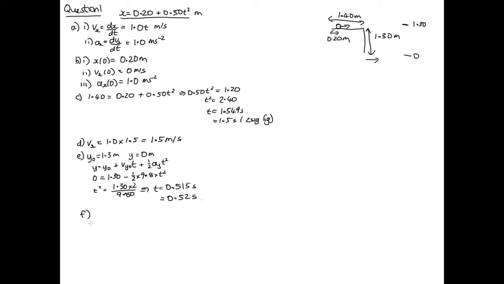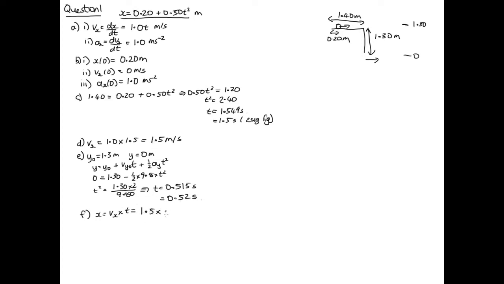Now part F says how far from the right-hand edge of the bench does the car hit the ground. Horizontally, it travels with a constant velocity in the x direction. So the distance it travels x is just equal to the velocity in the x direction times t. And that velocity is constant once it leaves the bench, because the force is only being applied to it while it's on the bench. So the velocity it leaves with is the 1.5 meters per second, which we've calculated here.